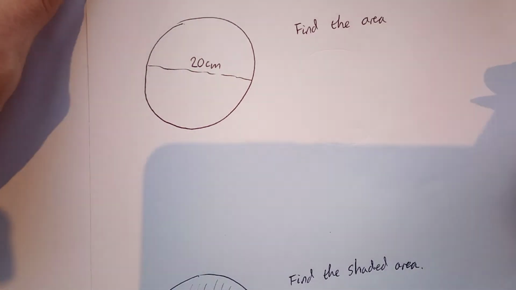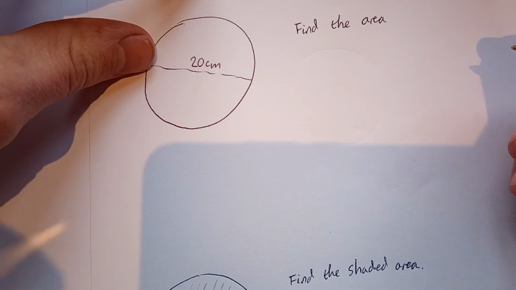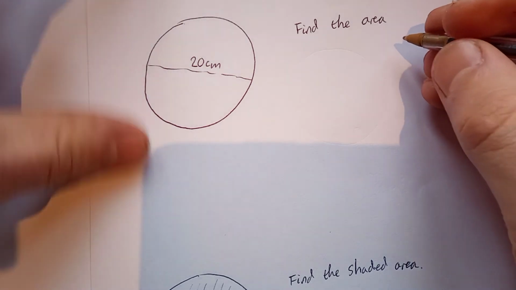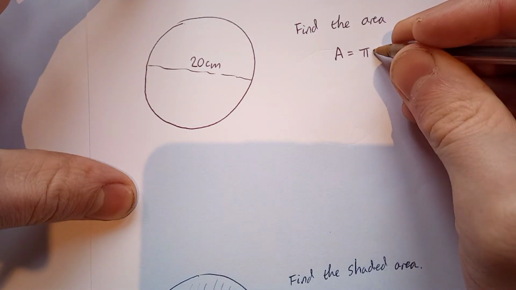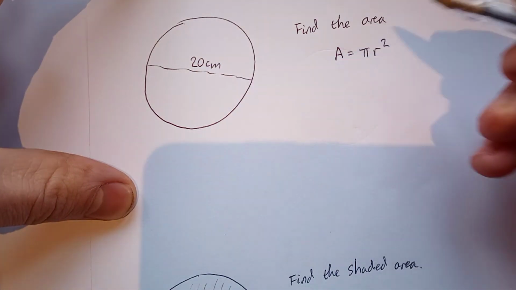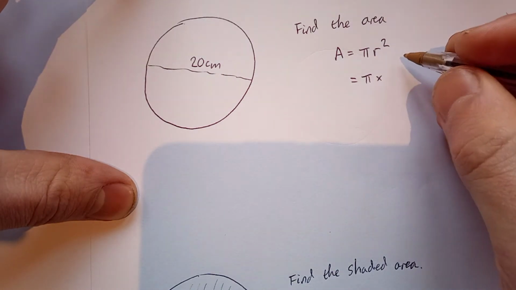So here are a couple of slightly harder questions just to give you an idea of other things that might get thrown at you. So this is a find the area question. Even before I look at what we're doing, I'm thinking let's write the formula down. So A equals pi r squared. And then I'm looking back at my circle and I'm thinking, okay, that's fine. We do pi times the radius.